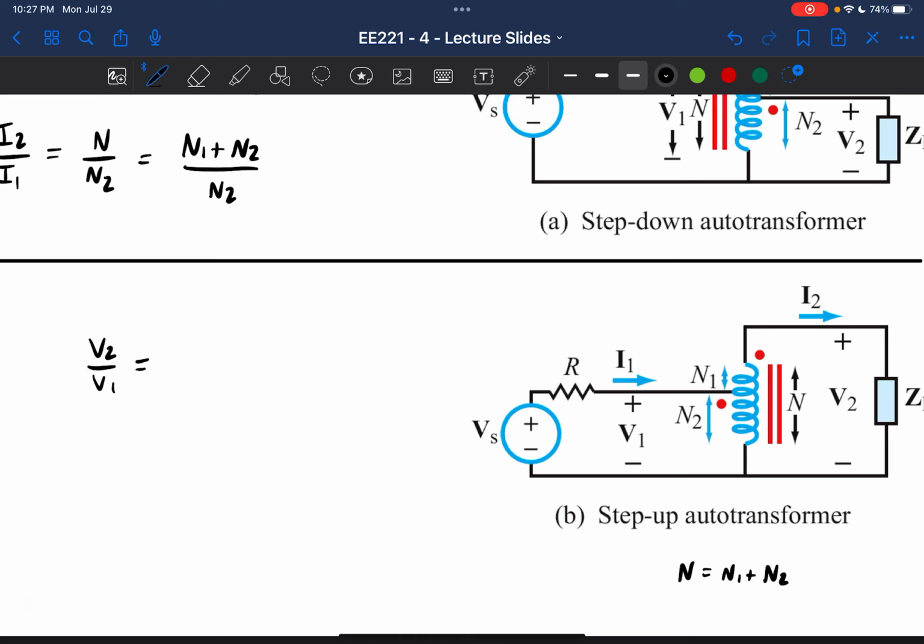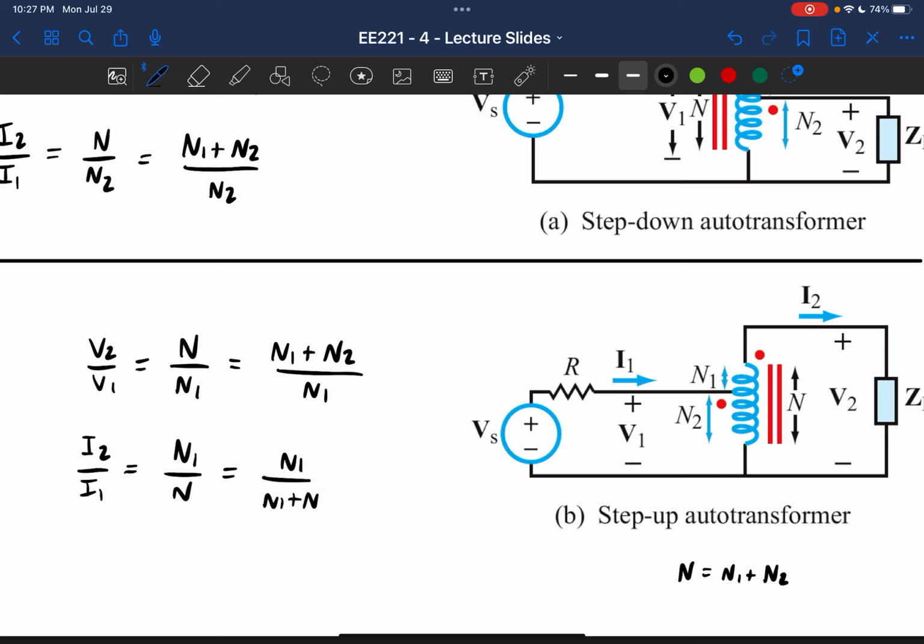And so if we do the math here, we're basically going to write V2 over V1 is going to be equal to N, right? The number of turns on the secondary divided by N1, and that's going to basically give me N1 plus N2 over N1 for the voltage. Current, of course, is just going to be the opposite of that, so it's going to be N1 over N, which gives me N1 over N1 plus N2. Okay, so it's just that simple, and that's going to be the expressions that we get.